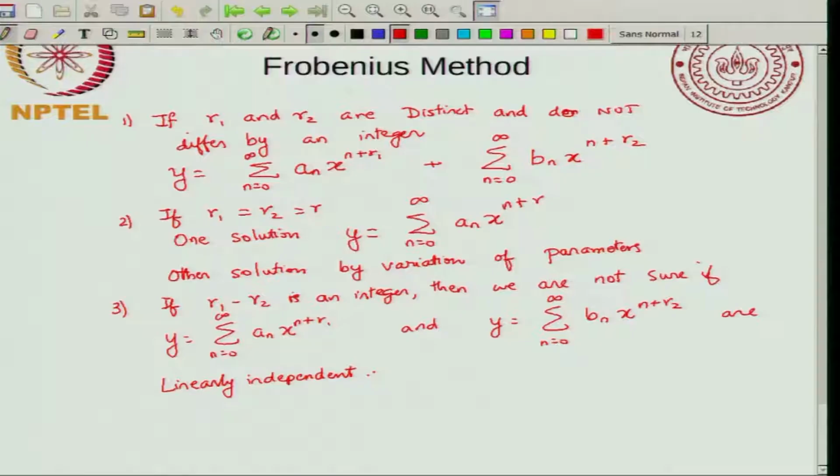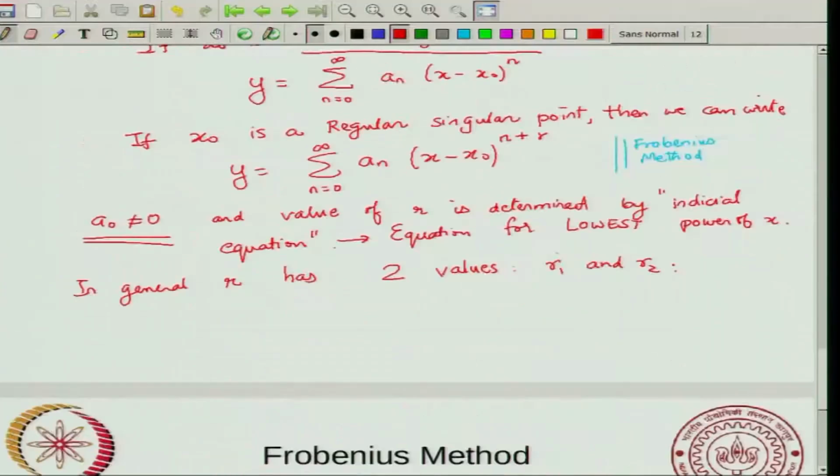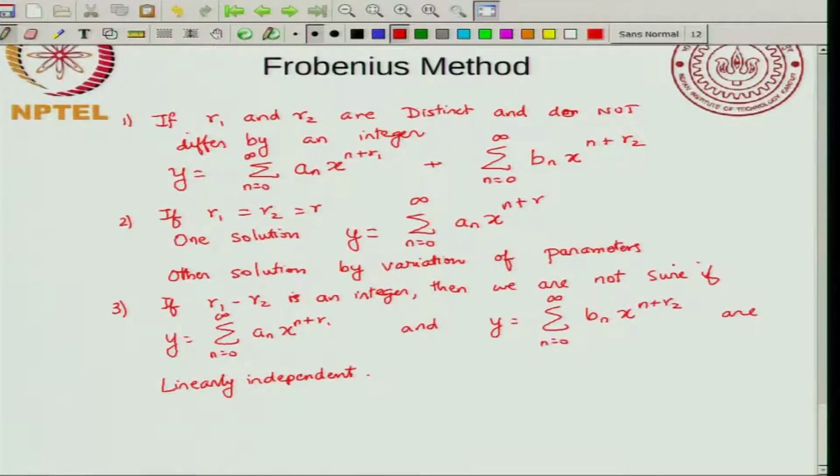I made one assumption here, which I should mention explicitly. For the Frobenius method, I have illustrated this for x0 = 0. You can do it at any other point. Then instead of x^(n + r1), I will have (x - x0)^(n + r1). So I am just illustrating this part of the Frobenius method for x0 = 0.